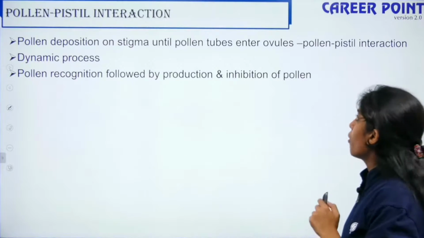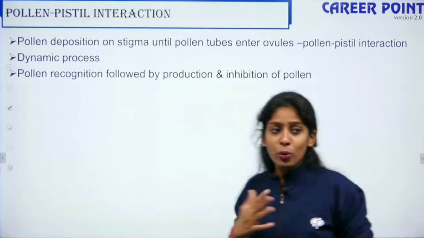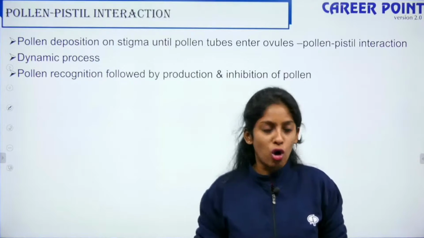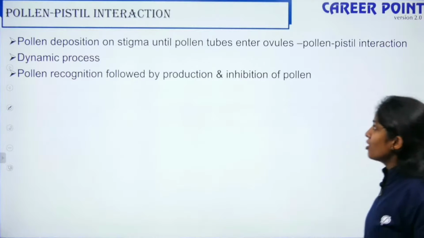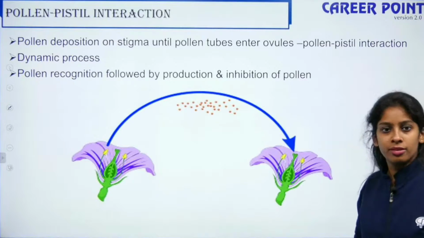The process from pollen deposition on the stigma until the pollen tubes enter the ovules is known as pollen-pistil interaction. It's a very dynamic process. They are very quick in analyzing if it's the right pollen or the wrong pollen, right? The pollen recognition is followed by promotion or inhibition of the pollen, right?